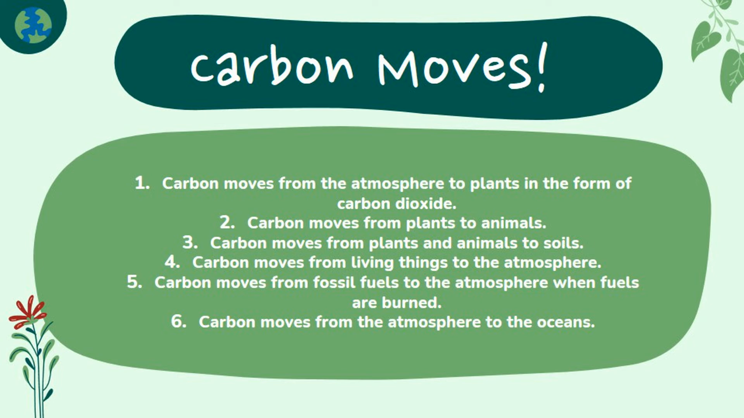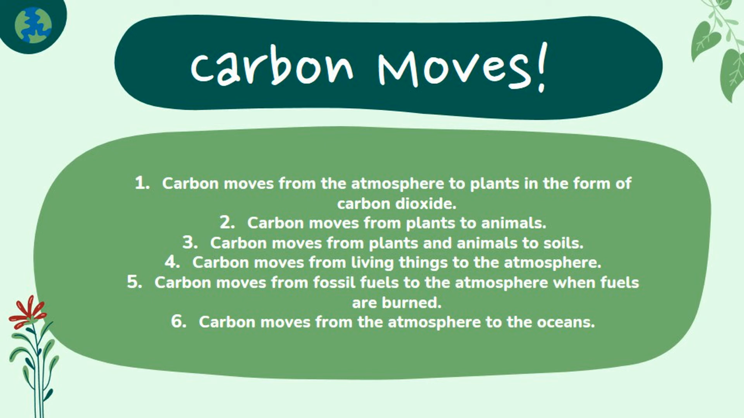Through food chains, the carbon that is in plants moves to animals that eat them. Animals that eat other animals get the carbon from their food too. Carbon moves from plants and animals to soils. When plants and animals die, their bodies, wood, and leaves decay, bringing the carbon into the ground. Some is buried and will become fossil fuels in millions and millions of years.